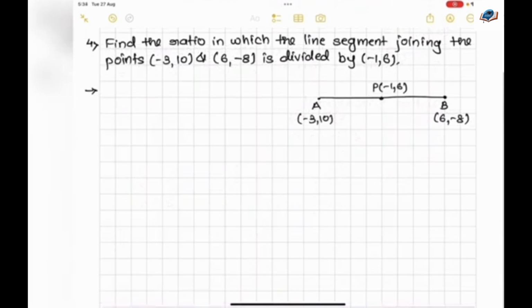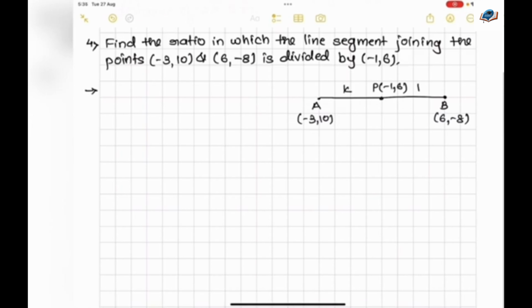Now the next question says: find the ratio in which the line segment joining the points minus 3 comma 10 and 6 comma minus 8 is divided by the point minus 1 comma 6. So let A be (minus 3, 10), B be (6, minus 8) and P be (minus 1, 6). And the ratio it divides is K is to 1.